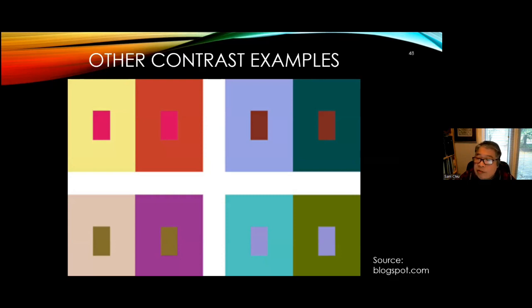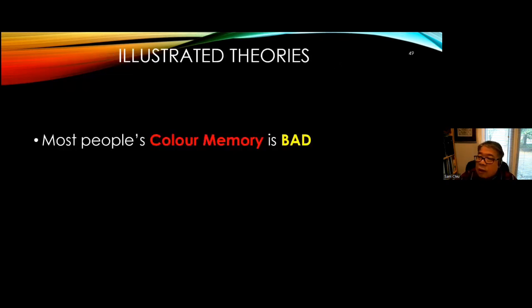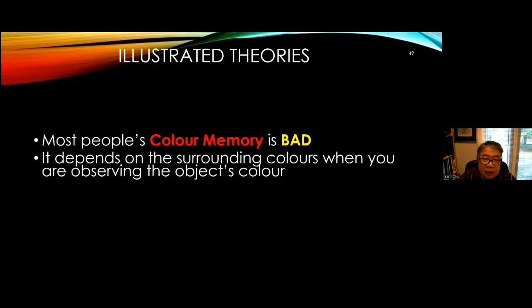Our eyes get fooled when the pair of colors are the same. They're the same, but if they are put into close proximity and you observe them, the appearance is different. Your eyes get fooled. Also, most people's color memory is very bad. People cannot remember color, and we illustrated this already.